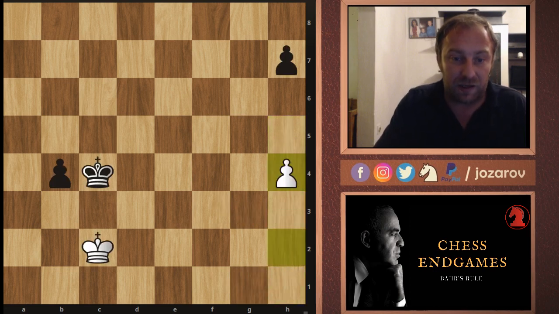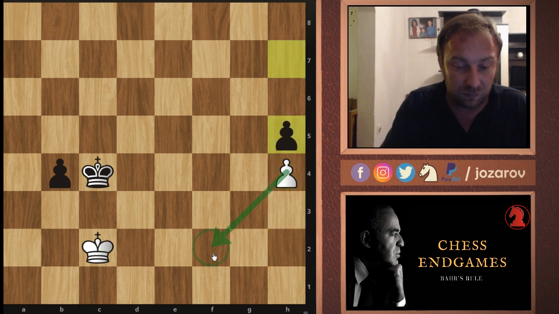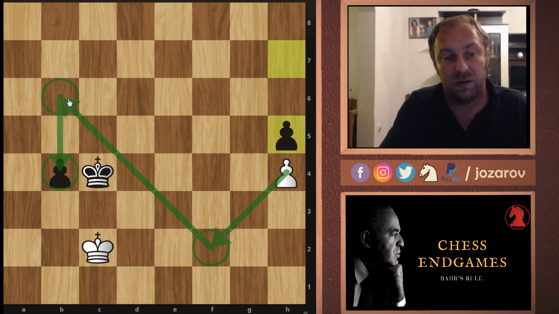Please remember this. As I said, we should watch for the move h5. We draw this diagonal, we go here to f2. Now when we draw this diagonal, we see when we take this square, the pawn is below this diagonal, so this should be a draw. So this is Bahr's rule.